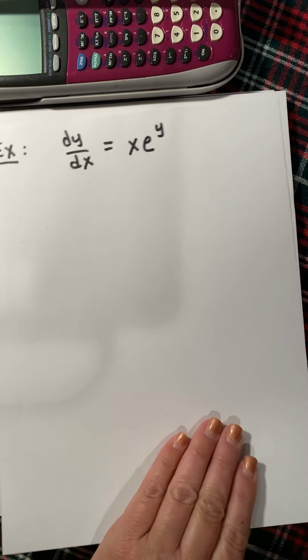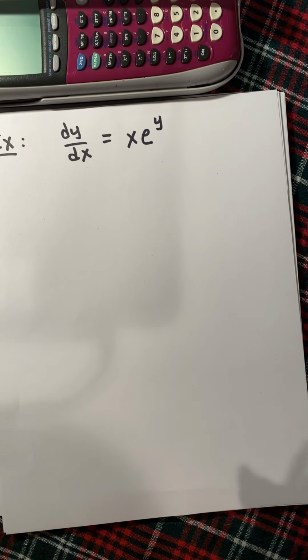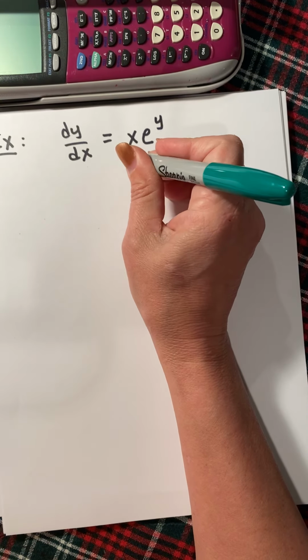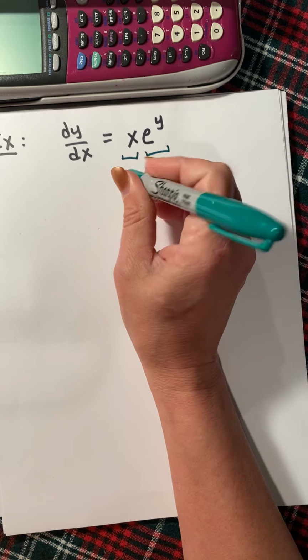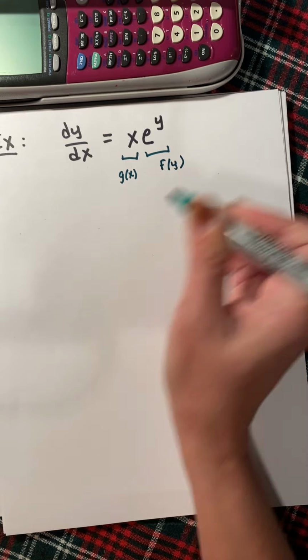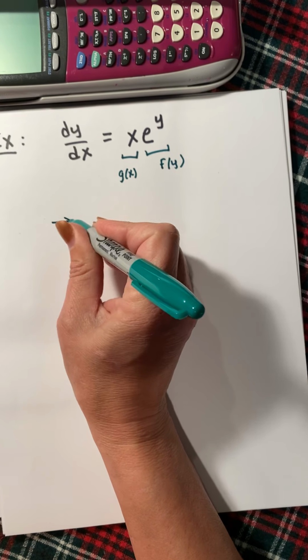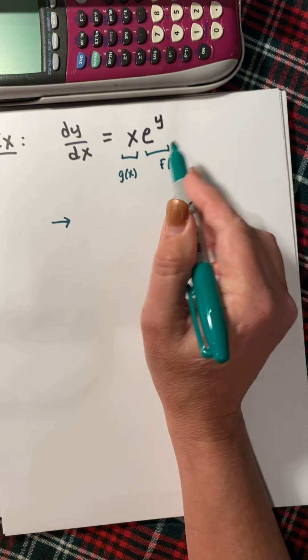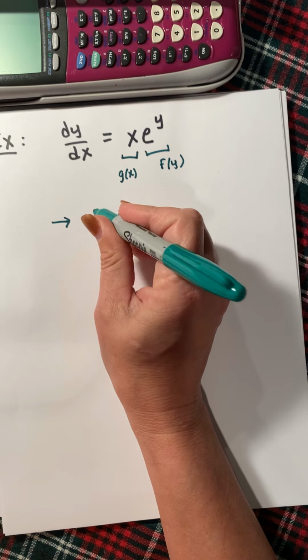So let's take a look at our first example. Here we have dy/dx equals x times e to the y. So we have a product of two functions. This would be my function of x. This would be my function of y. So I can rewrite this as, I'm going to multiply both sides by 1 over e to the y.